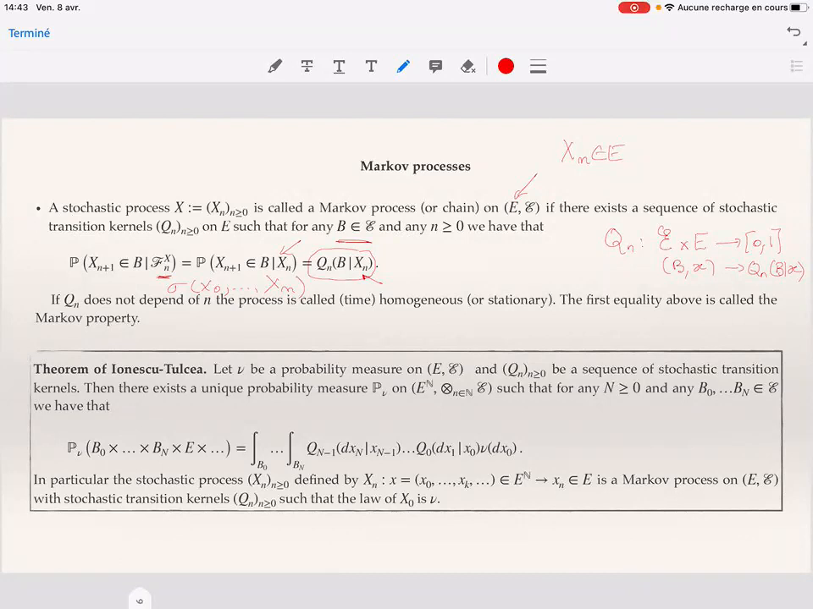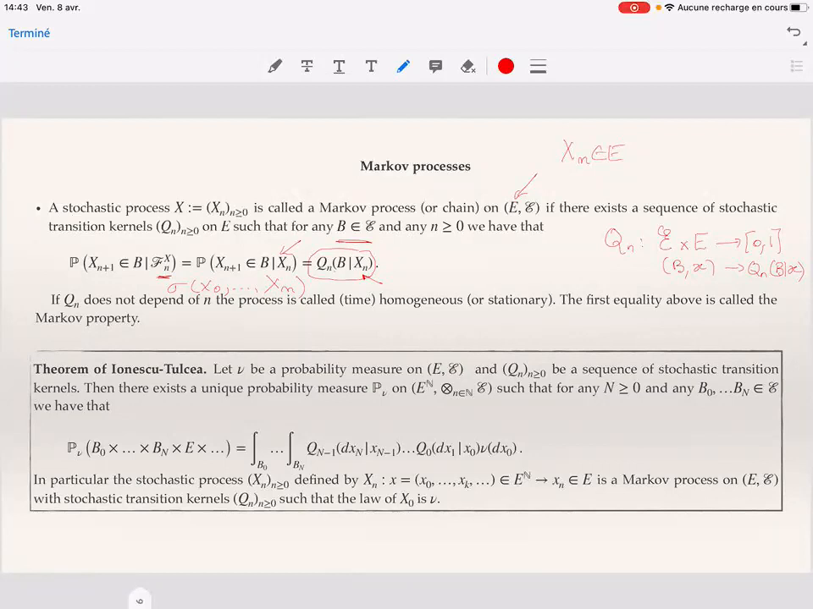In the case where E is just countable or finite, you can represent this Qn just by a matrix, a transition matrix. But in the general case, if the space E is not countable, it is not just a matrix. It is a transition kernel.